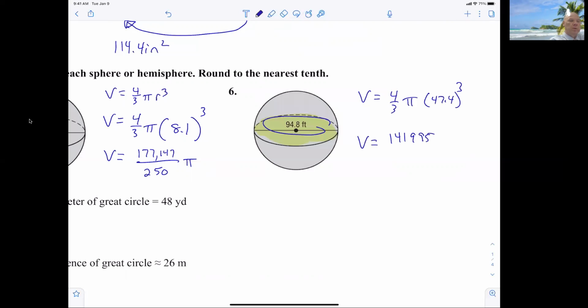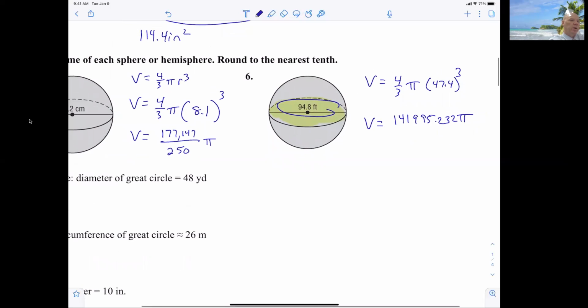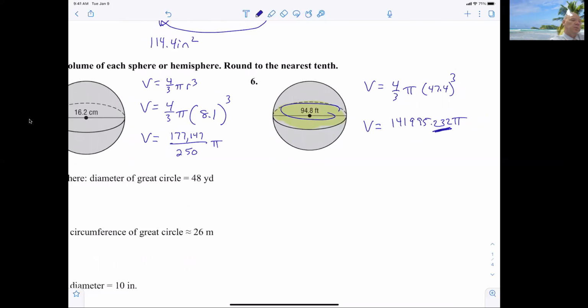141,000. What? 0.2325. All right, I'm okay with that. I don't feel like doing 141,000 as a fraction, especially if the 0.232 terminates. You can do that as a fraction, but who cares?